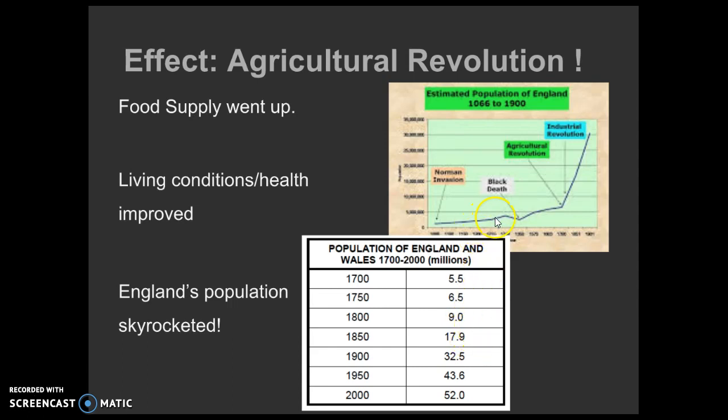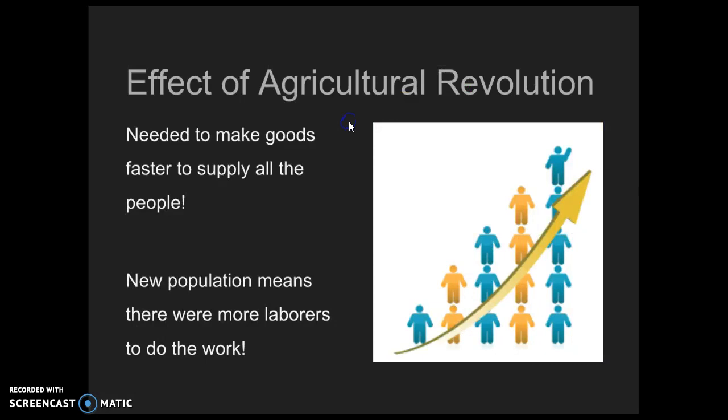You can also see it on this diagram above where you see a plot of England's population in relation to big events in history. So the Black Death that you guys talked about last year, you see it go down. The Agricultural Revolution, it goes up, and then it continues to rise in this period we're going to talk about. So this is kind of a really important point because there were so many more people, they needed to make goods faster to supply things for all these people. And this new population also meant that there were a lot more people to do the work that needed to be done.